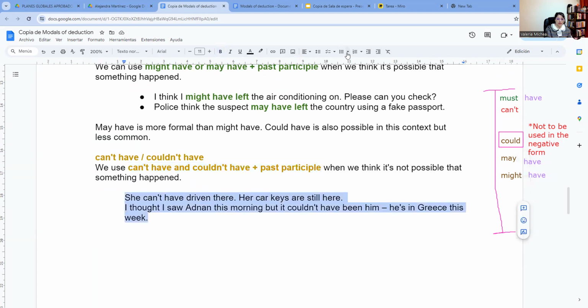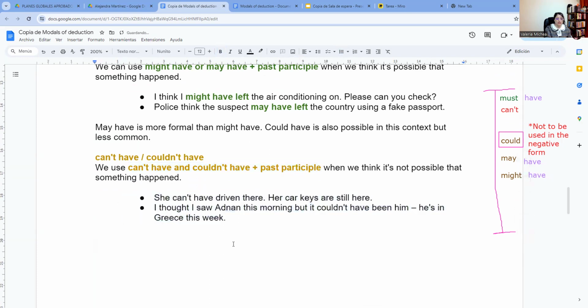Let's have a look at the examples. She can't have driven here, her keys are still here. And what is my evidence? Her car keys are still here. So I can see the car keys, so I know that she can't have driven, because how could she drive without the car keys? So it is impossible. I have the evidence.